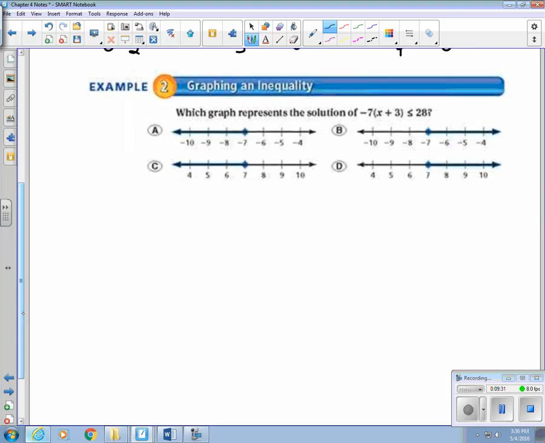All right, graphing an inequality, which we've been doing. So this is just an extension of what we've been doing. Which graph represents the solution of negative 7 times the quantity x plus 3 is less than or equal to 28? I think the real reason for this particular problem is that we've got this little more complicated problem. So we're going to go ahead and rewrite that.